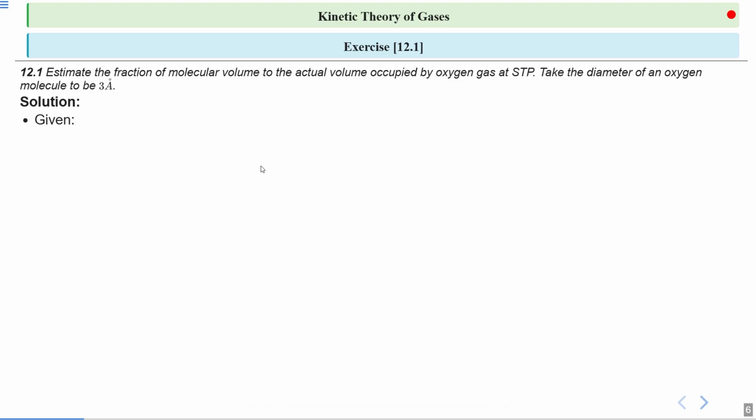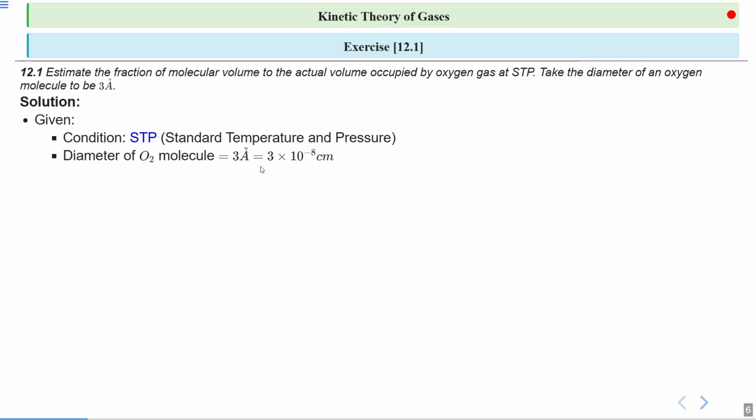So let's begin by listing the given information. We know that we are working under STP, standard temperature pressure, conditions. So diameter of O2 molecule is equal to 3 angstrom, which is equal to 3 into 10 raised to the power minus 8 centimeter.